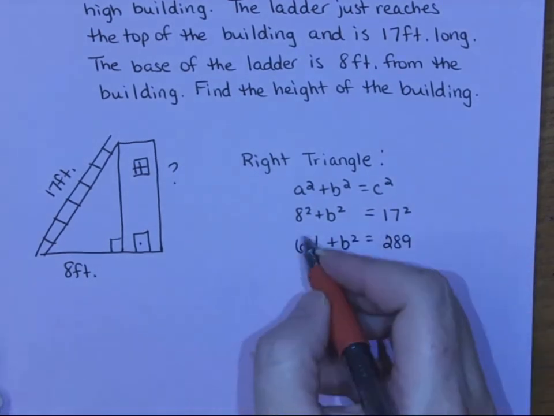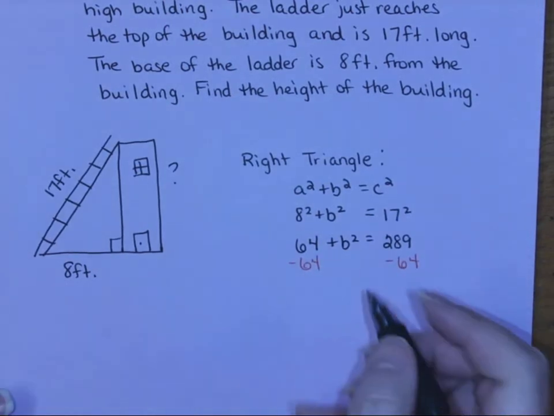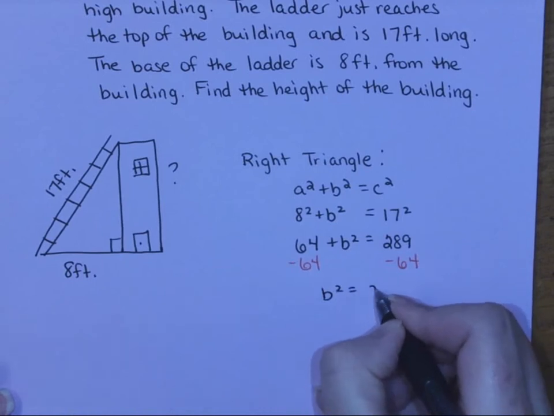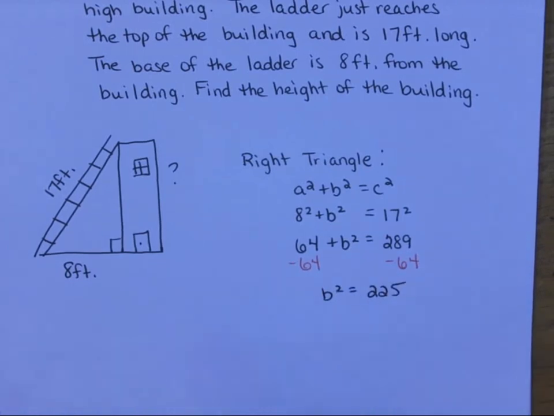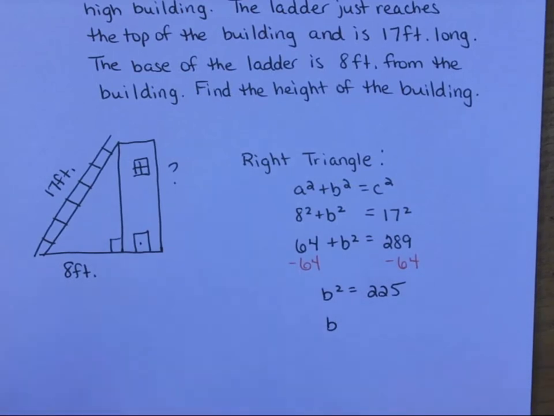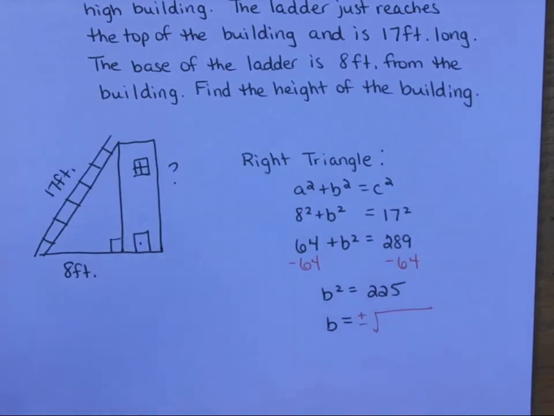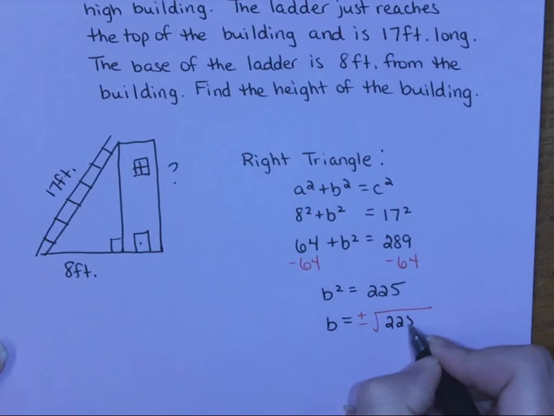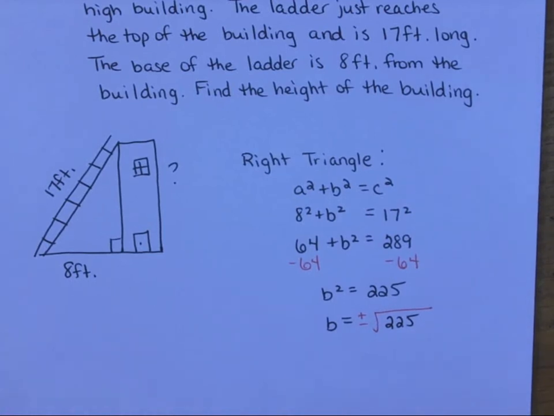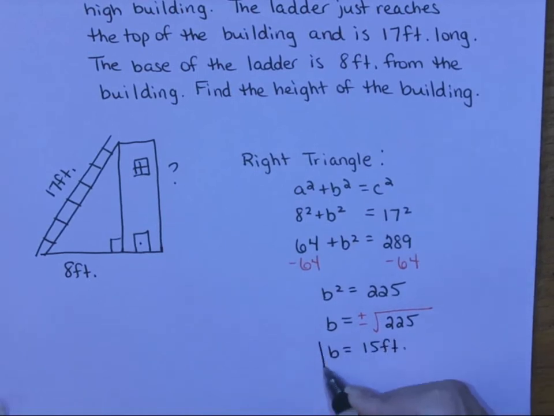Then we're going to subtract 64 from both sides, so we get b squared equals 225. But notice I don't want b squared, I want b. So b technically would be the plus or minus square root, so I'm going to say plus or minus the square root of 225. But to be honest, we don't need to worry about the negative. So in the end, we ignore the negative and we just get 15. In this case, 15 feet.